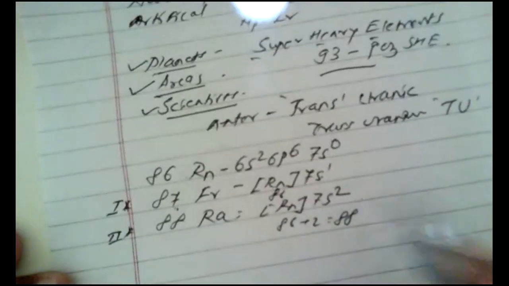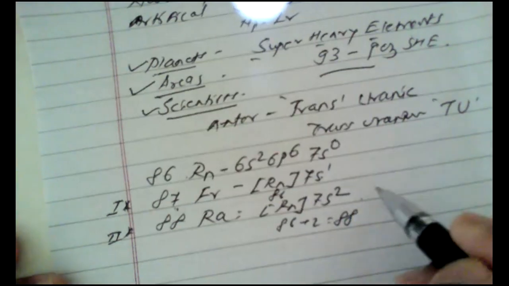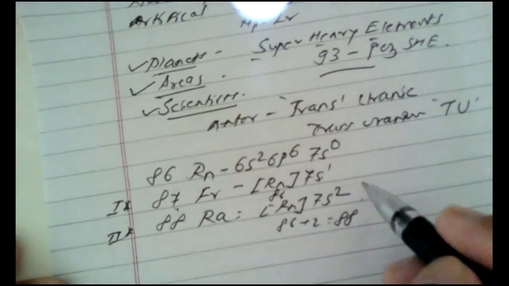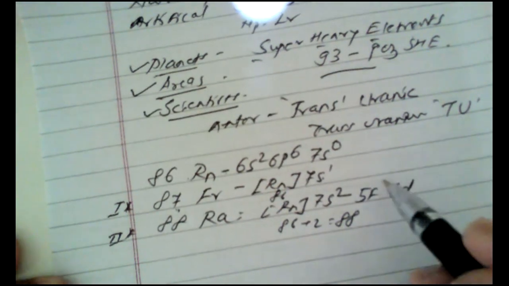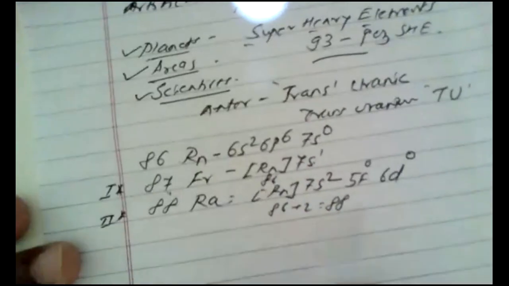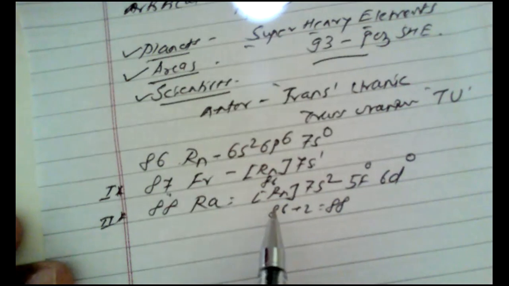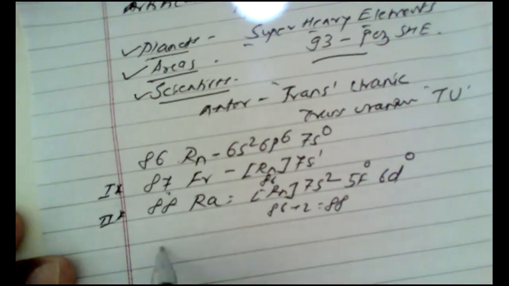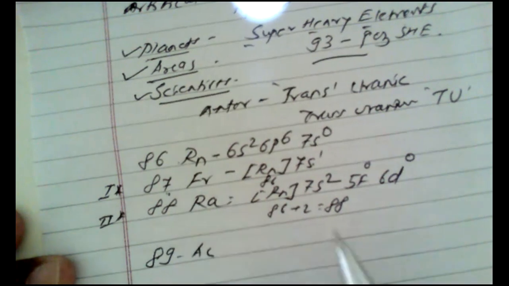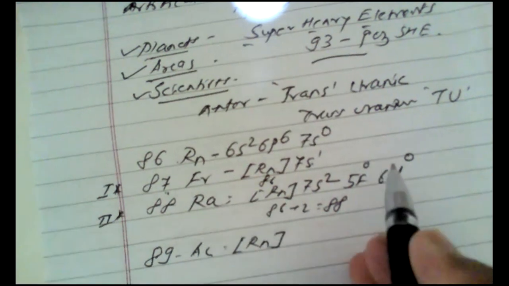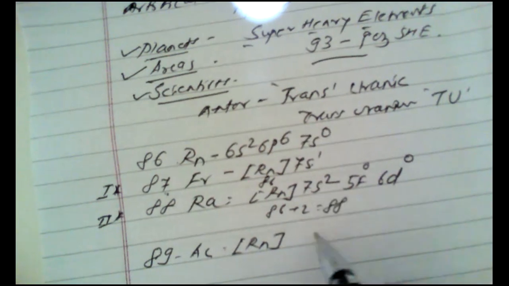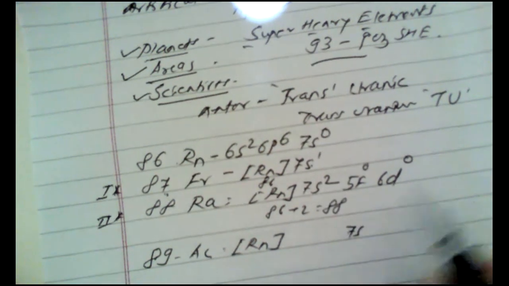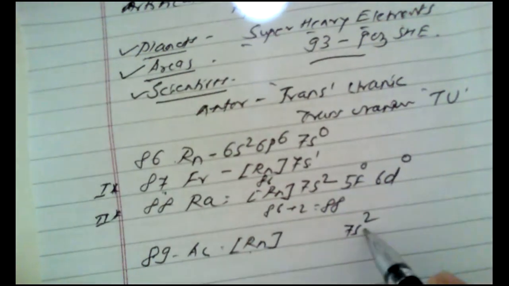Now, after the 7s orbital has been filled completely, the next choices for the incoming electron are 5f and 6d. So these elements have incompletely filled three electronic subshells. Atomic number 89 is actinium. How can we write its electronic configuration? We write radon, that is 86 electrons, and then again 7s2, so 86 plus 2 is 88.